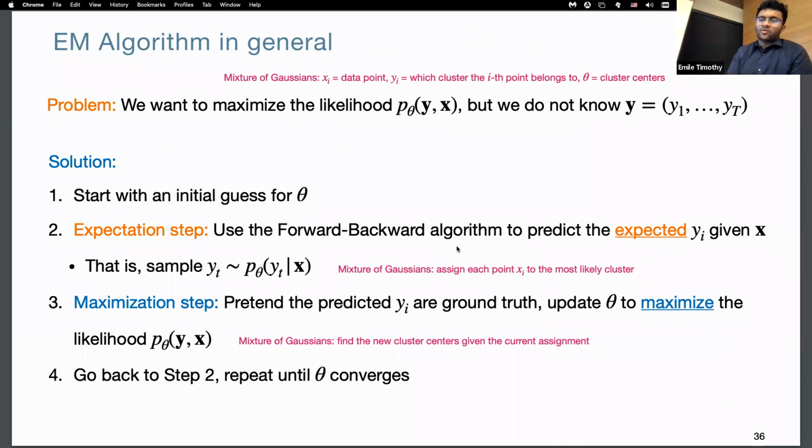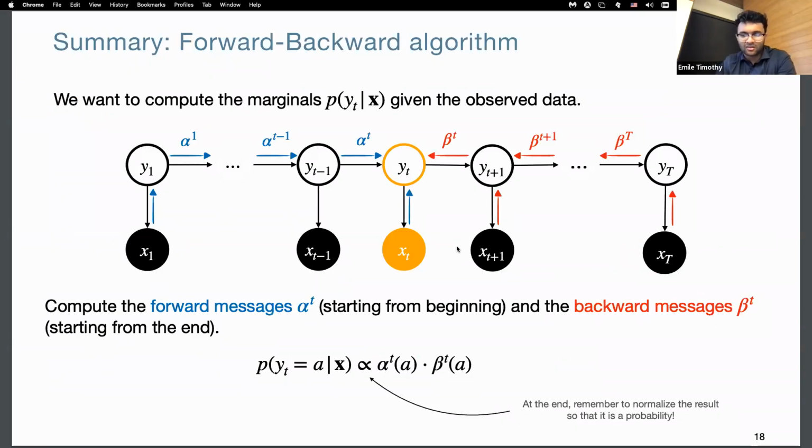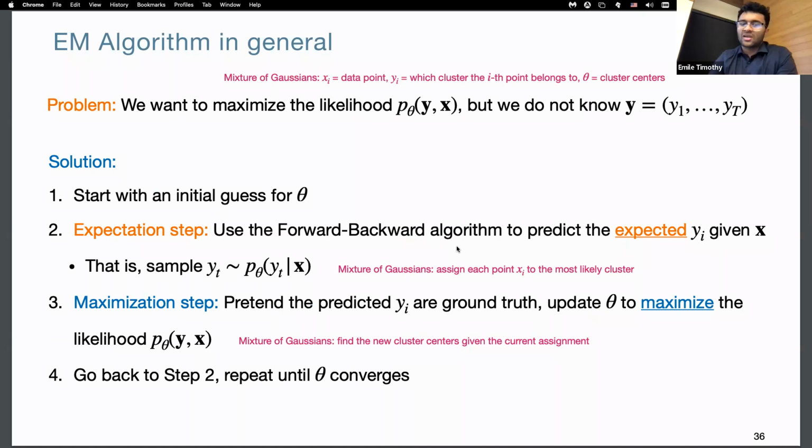So the EM algorithm in general has a goal where you want to maximize the likelihood, p theta of y, x, but you do not know y, which is your vector, y1 to yt. So in this example, let's say you have a mixture of Gaussians. So xi is a data point, yi is the cluster to which the ith point belongs, and theta is your cluster centers. So your solution is the following. Start with an initial guess of theta, and then use the forward-backward algorithm to predict the expected yi given x. So you sample yt given p theta of yt given x. So here you have a mixture of Gaussians, and you assign each point xi to the most likely cluster.